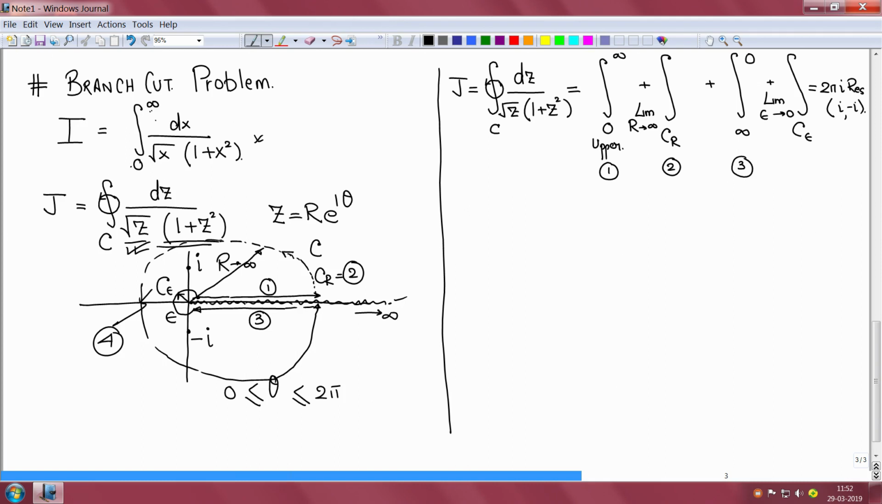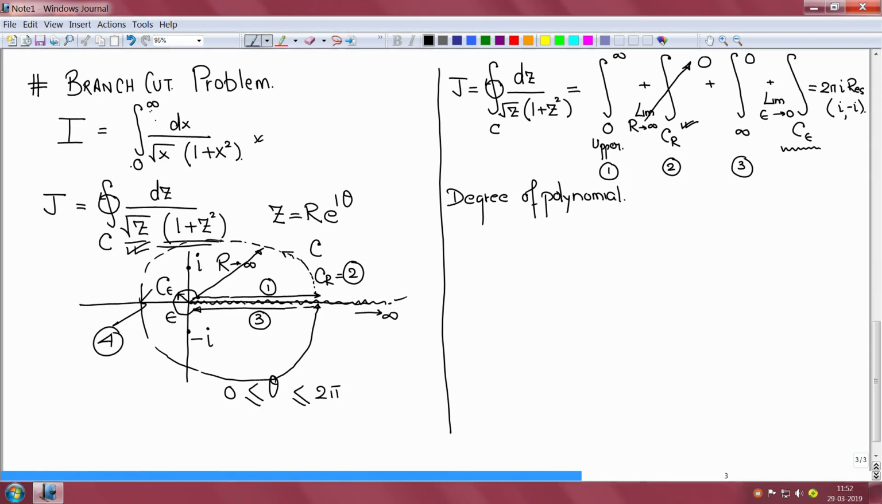Immediately, if you look at this C_R integral using the degree of polynomial theorem, the degree of the denominator is at least 2 greater than the numerator; there is nothing in the numerator. So C_R can be sent to 0 immediately. Now I am left with C epsilon. Let us see how the C epsilon integral looks.